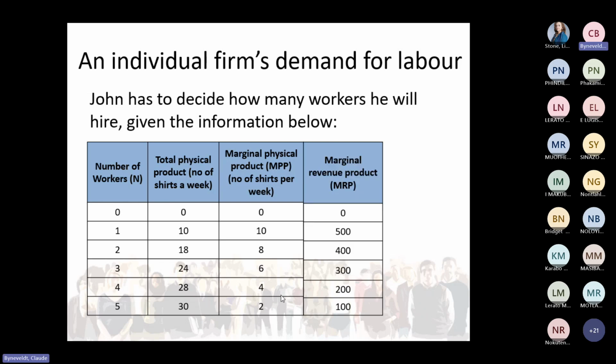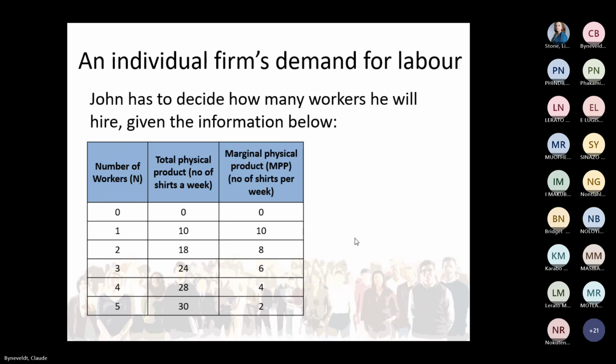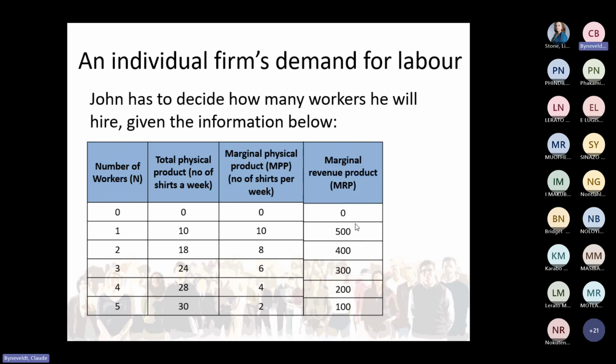Now, the marginal revenue product, that is the other column that you have. How do you get to the marginal revenue product? That is your MRP. Oh, this has just been given there: 0, 500, 400, and then 300 and 200 and 100.